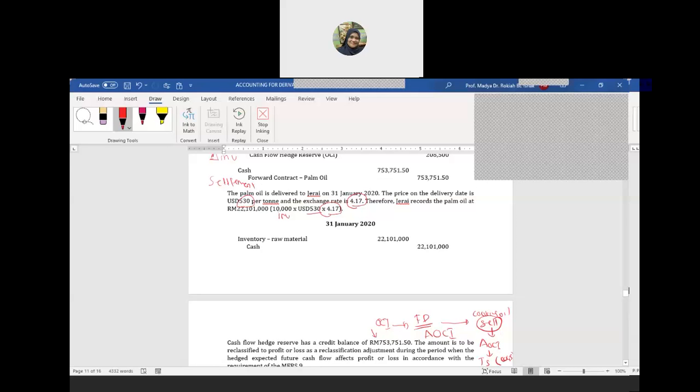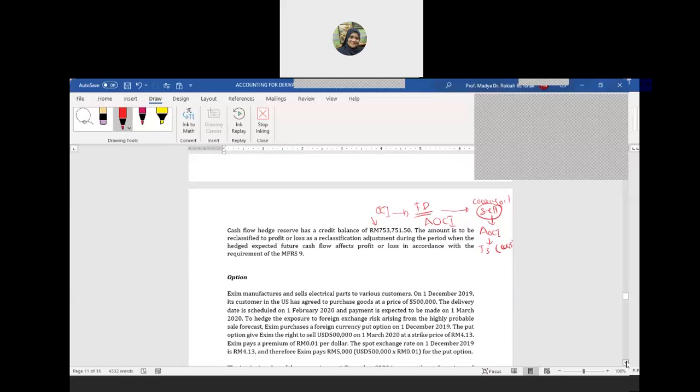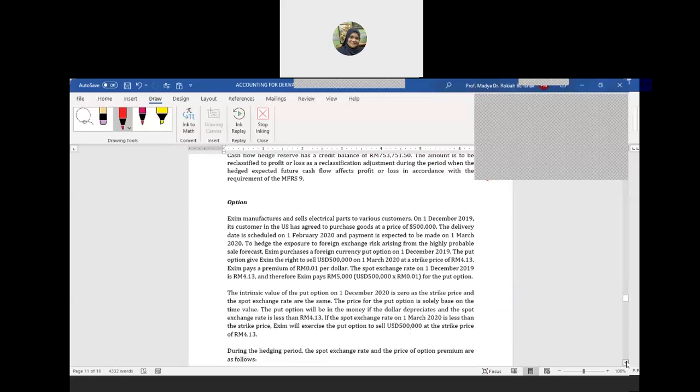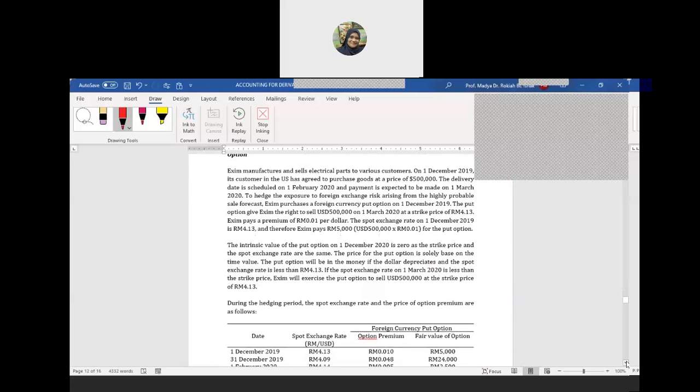Okay, so try to look at the last one. So we're going to look at the options. So this one is a little bit confusing. I don't know what the best way is to explain this one. Okay, so we're going to look at Exim, which manufactures and sells electric parts to various customers.